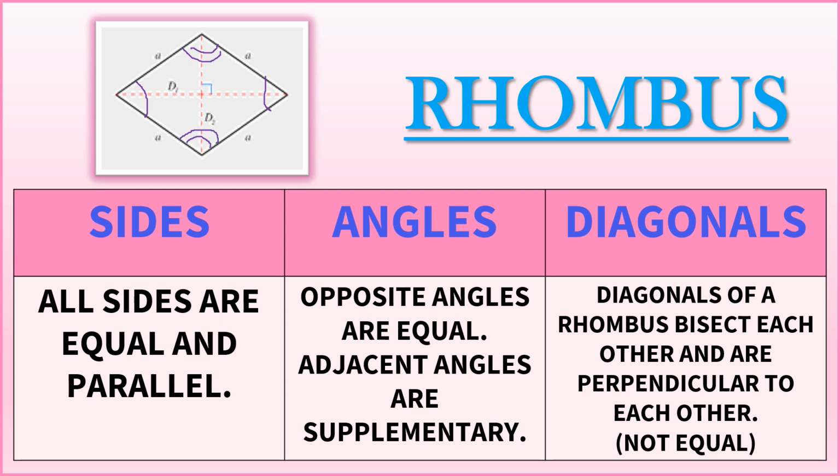The opposite angles are equal, and adjacent angles are supplementary. The adjacent angles are supplementary in a rhombus, okay. And the diagonals of a rhombus bisect each other and they are perpendicular to each other, but they are not equal. And this is the only difference between a square and a rhombus: in a square, the diagonals bisect each other, they are perpendicular to each other, and they are equal to each other. But in a rhombus, the diagonals bisect each other, are perpendicular to each other, but they are not equal, okay.